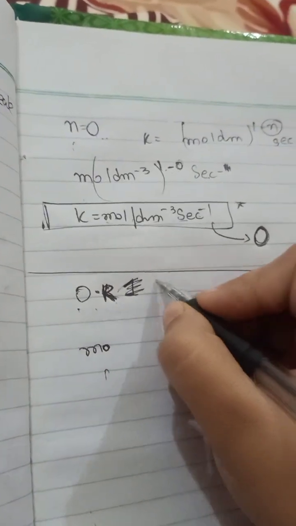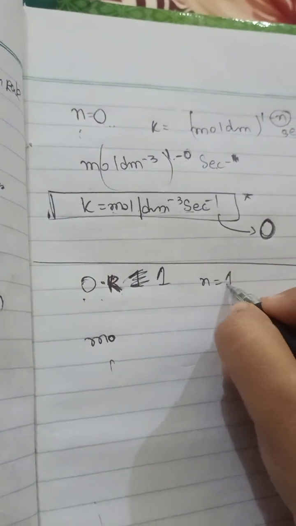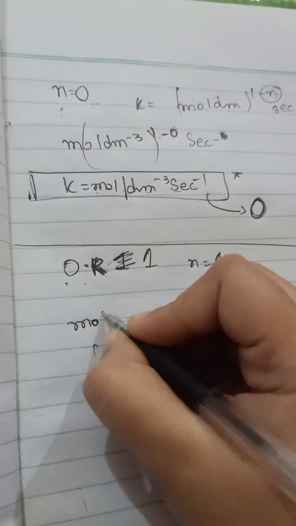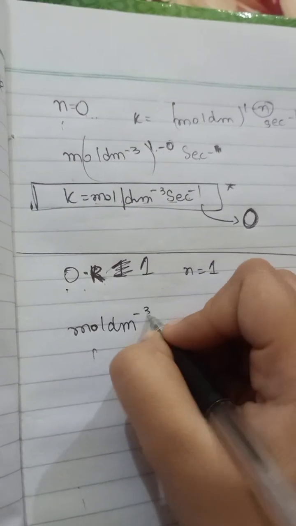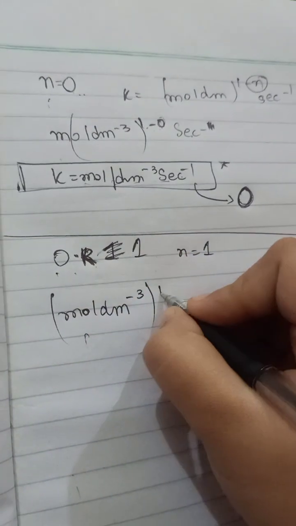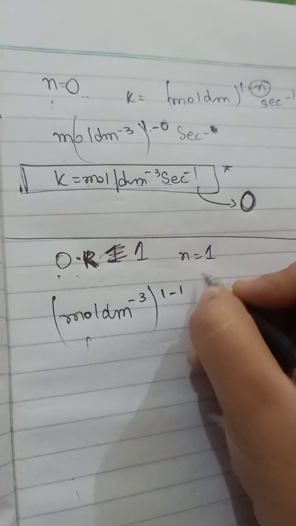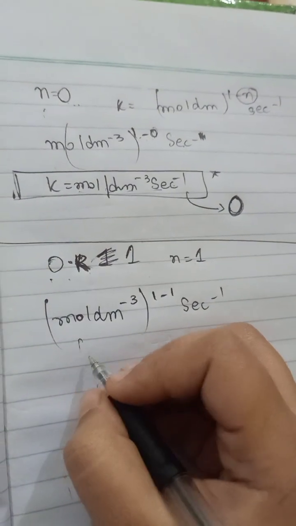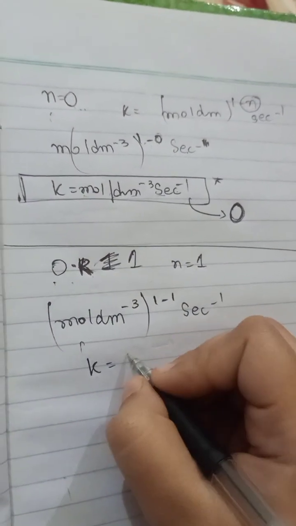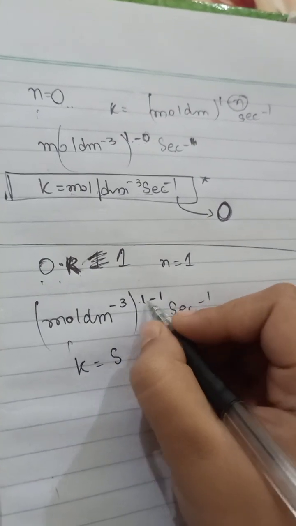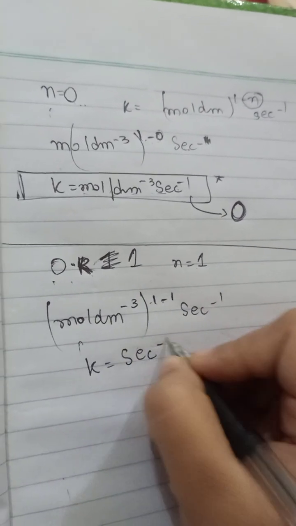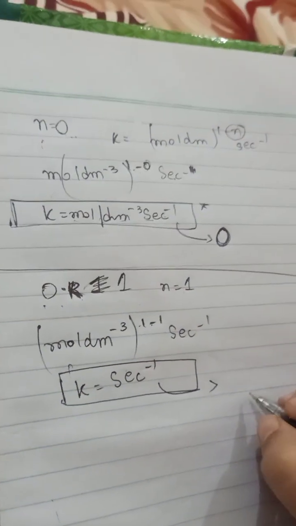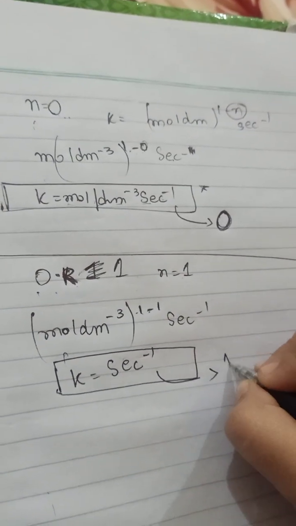Now if the order of reaction is 1, which means n is equal to 1, so mole into dm cube, and here we are having 1 minus 1 because the order of reaction is 1, second inverse. That will be equal to the power 0. So we can write second inverse is the unit of the K when the order of reaction is 1.